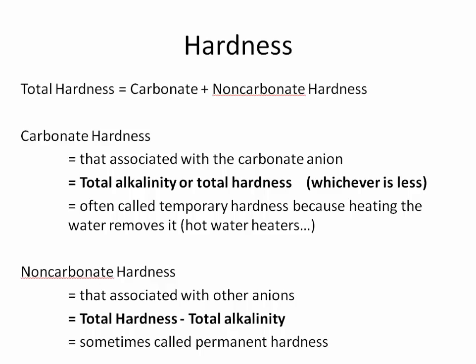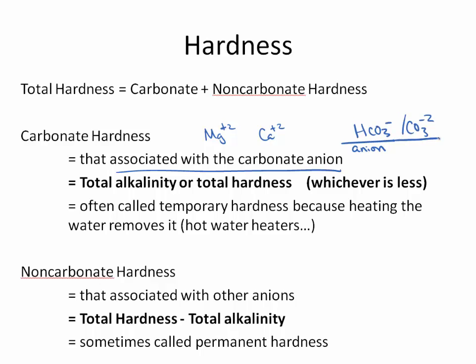Okay, I said that total hardness can also be defined in terms of the carbonate and the non-carbonate hardness. Carbonate hardness is described as the calcium and magnesium content that is associated with the carbonate anion. So when you have a cation, magnesium or calcium, it would be associated with some sort of anion. And when that anion is HCO3 or CO3, then we would say that it is carbonate hardness. Now understand that in solution, these are dissociated, however. So carbonate hardness would equal the total alkalinity or the total hardness, whichever is less.